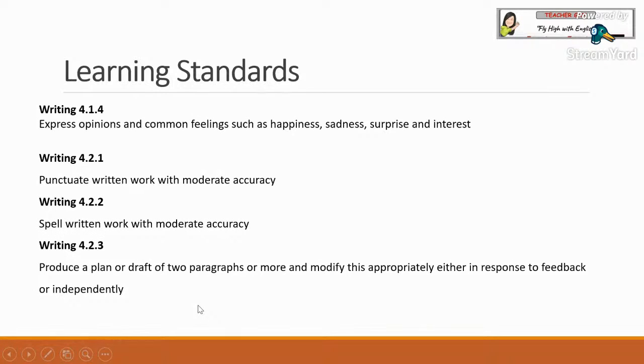Writing 4.1.4, express opinions and common feelings such as happiness, sadness, surprise, and interest. Then you have writing 4.2.1, punctuate written word with moderate accuracy. Then 4.2.2, punctuate means you are able to use the full stop, the commas, and so on.